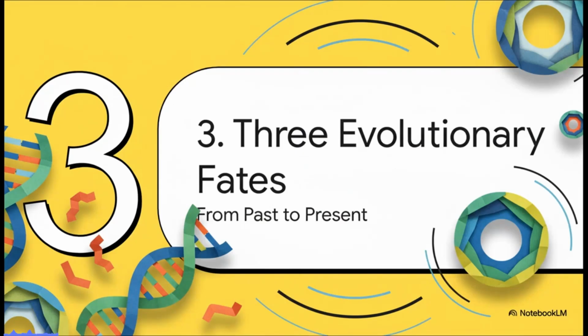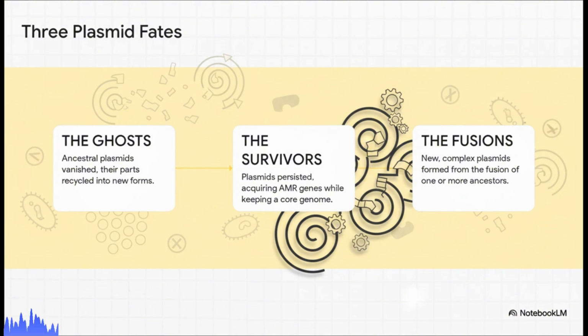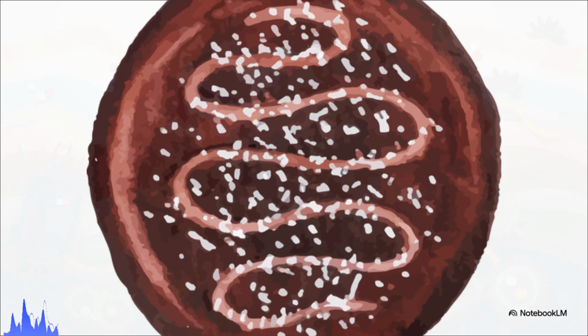So what did this comparison, this look into the plasmid fossil record, actually show us? Now, what's really interesting here is that it shows three pretty distinct paths for these plasmids. Let's take a look at the two that really matter for us today. First up, we have the survivors. You can think of them as the original models that have just toughed it out for a century, picking up resistance genes along the way, but keeping their core structure.